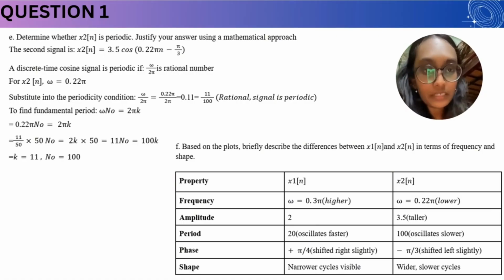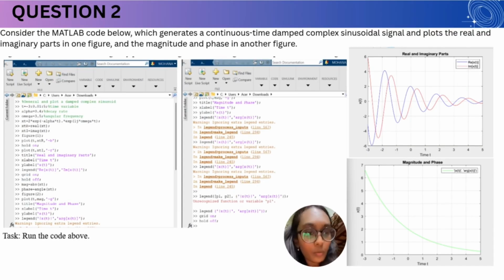Moving to the last part, part F. Comparing both plots, x1n oscillates faster with smaller amplitude, while x2n oscillates slower with larger amplitude, due to its lower frequency and higher amplitude. Moving to question 2.